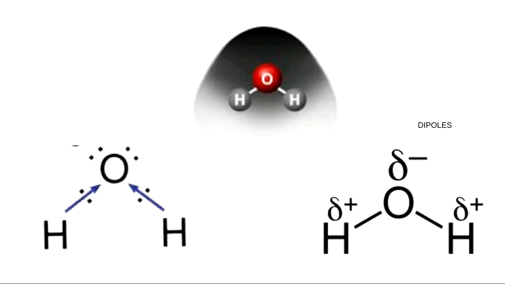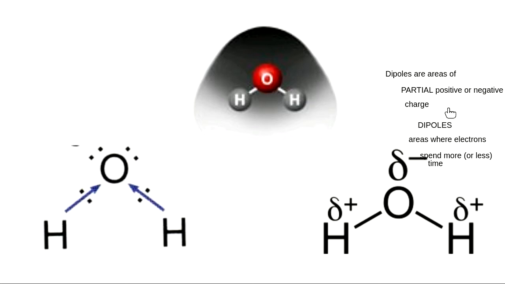Dipoles, we'll make a definition for ourselves, are areas where electrons spend more or less time. Dipoles, areas where my electrons are either spending more or less time. The way that you end up seeing that then on a molecule is the other definition of dipoles. Dipoles are areas of partial positive or negative charge.